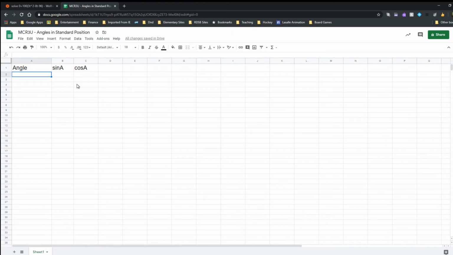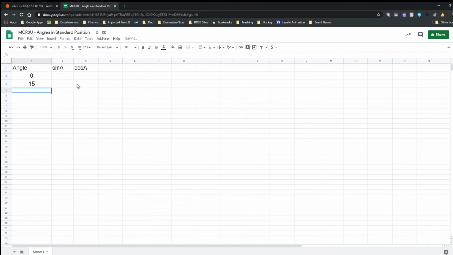But if you look at the first column of the table, which is the angle column, it's going up by 15 degrees. So watch what I can do. If I type 0 and 15, that spreadsheet now technically knows that I want to go up by 15. It only knows that, though, if I select both of those cells, go over to the corner here, and start dragging down.